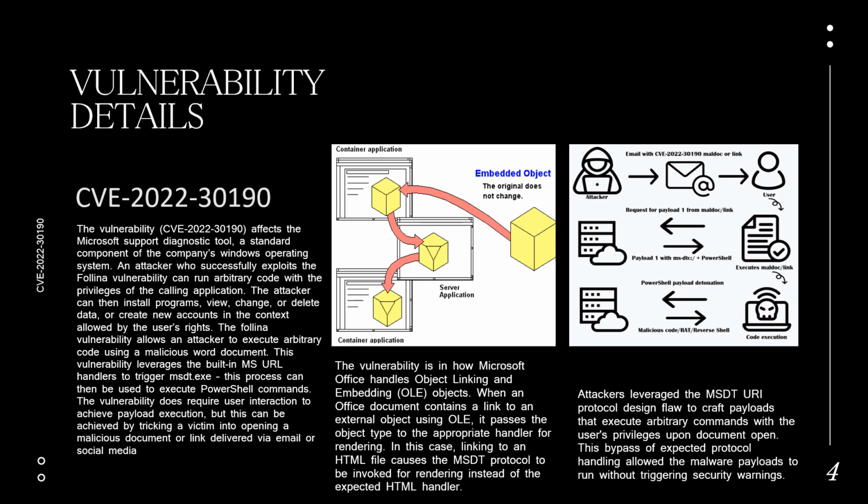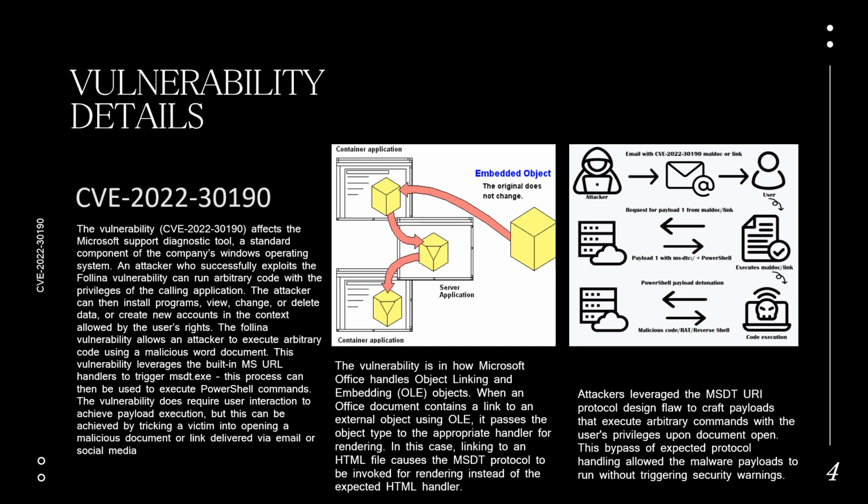In this slide, we are going to discuss the vulnerability details. This vulnerability is registered as CVE-2022-30190. The vulnerability affects the Microsoft Support Diagnostic Tool, a standard component of the company's Windows operating system. First of all, crooks start a new phishing wave and send an email to lure the victim with an MS Office file containing the exploit. The user opens the MS Office file.